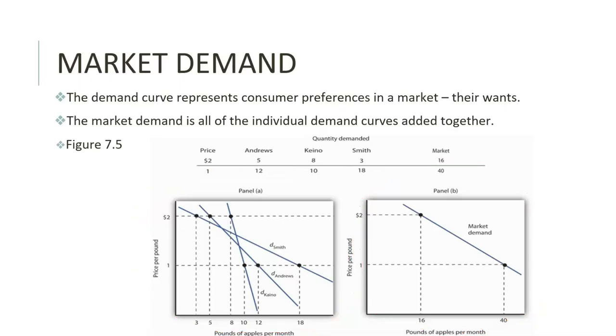So we're not going to add the prices together. What we're going to do is add the quantities together. So we're going to look at how many apples are demanded at $2, how many apples are demanded at $1, and we're going to get our market demand.